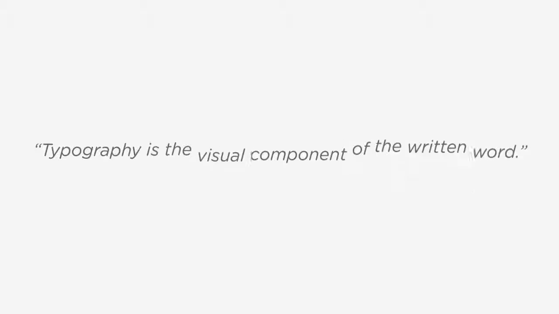So let's define it. On Matthew Butterick's site, Practical Typography, he defines the term simply as follows. Typography is the visual component of the written word. This means typography comes into play when words are visually displayed on surfaces like screens, paper, posters, signs, and more. Though the words or content of something might remain the same, the typography can change.